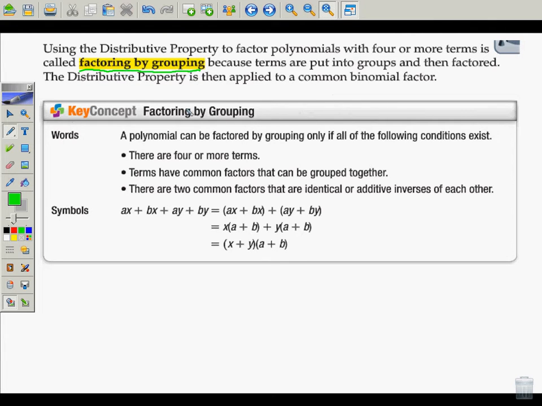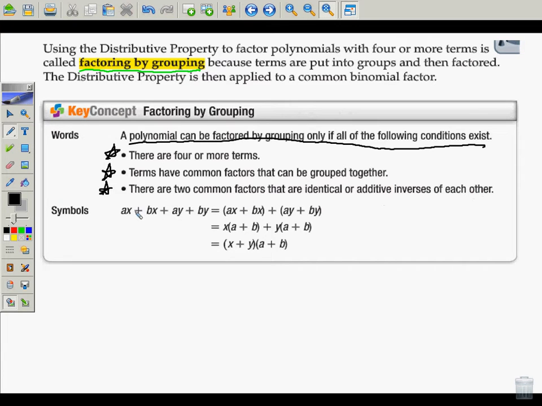The reason I think this is somewhat difficult is because you've got to be able to see how they should be grouped. And we've got some requirements for when a polynomial can be factored, and it's only if the following conditions exist. There are 4 or more terms, so you can't do this with 3 or less. Terms have common factors that can be grouped together. And then there are 2 common factors that are identical or additive inverses of each other. This will make sense once you actually see it. Don't worry about it too much.